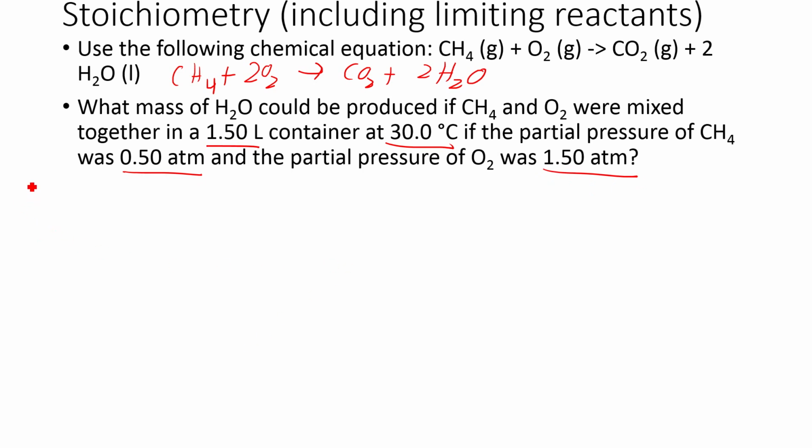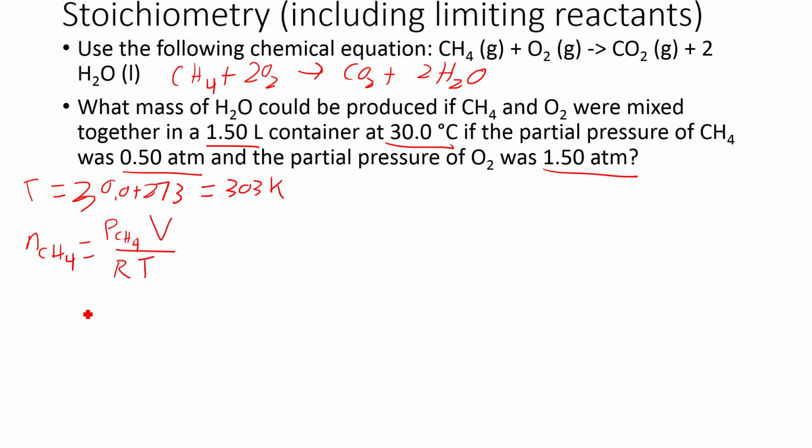So first I'm going to find my temperature, which is equal to 30.0 plus 273, so it's going to be 303 Kelvin. Okay, so let's find each of these. First I'll do my moles of CH4, which is going to be equal to our pressure of CH4 times our volume, which is the same for both, over RT. So pressure is 0.50 atmospheres. Our volume is going to be 1.5 liters.